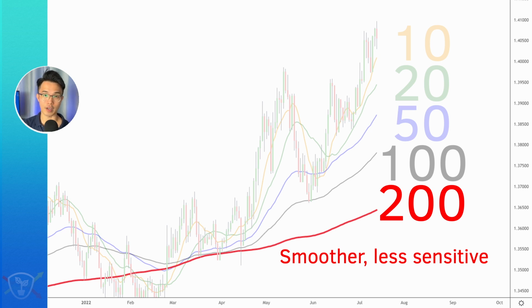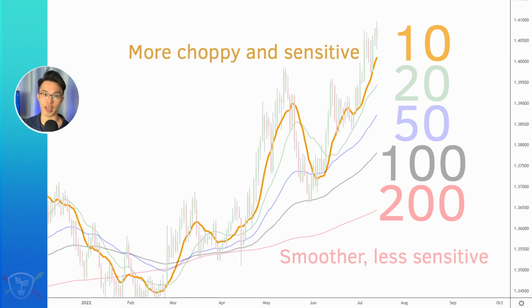Whereas we also observe that with the smaller moving average number, less data is being added to the calculation. Therefore, the line is going to be a lot more choppy, a lot less smooth, and also relatively closer to the current price than the moving averages with much larger numbers.